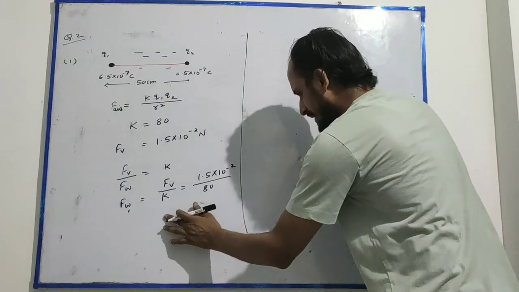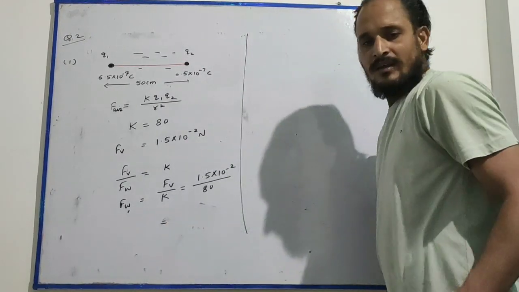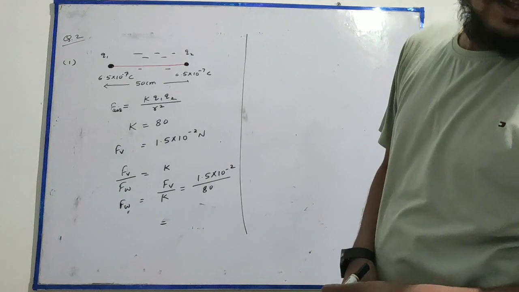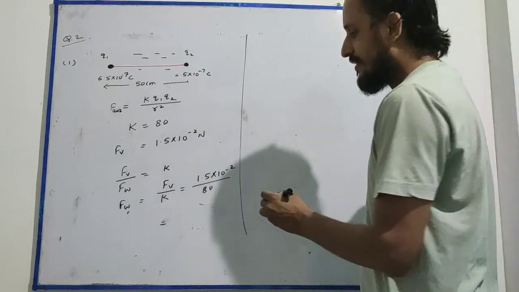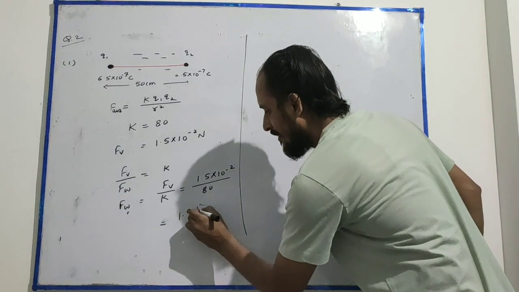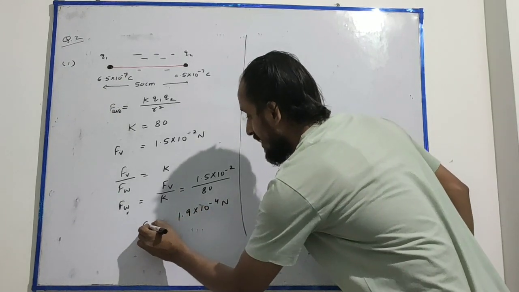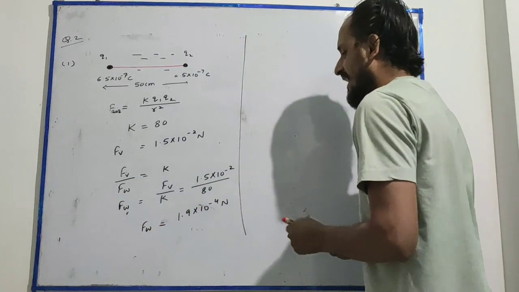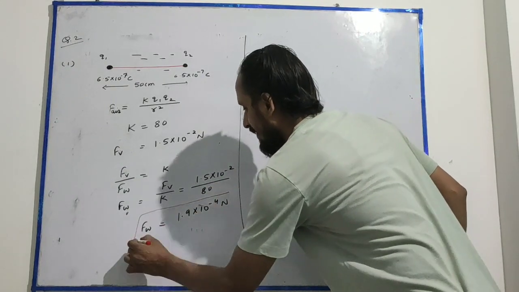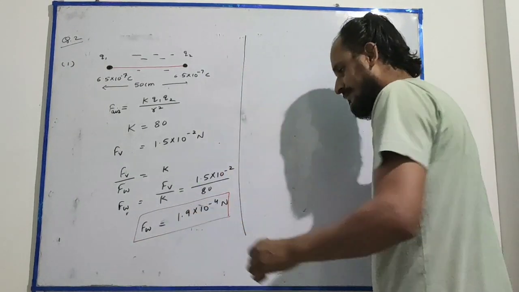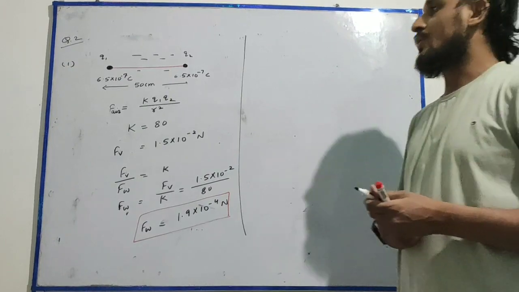If you calculate it, what answer will you get? You will get 1.9 into 10 raised to the power minus 4 Newton. Check the answer yourself. Calculate it yourself. Clear? One more thing I want to explain to you.